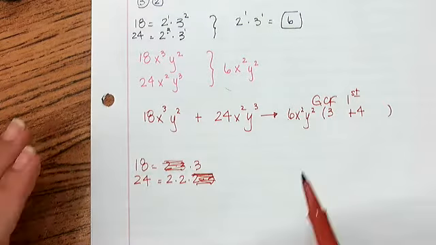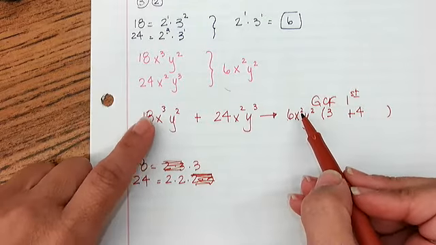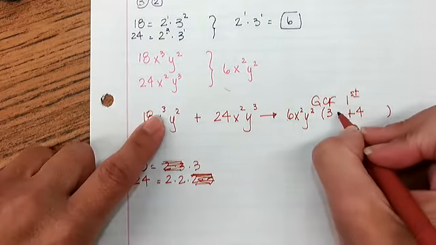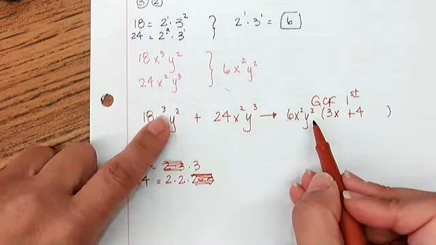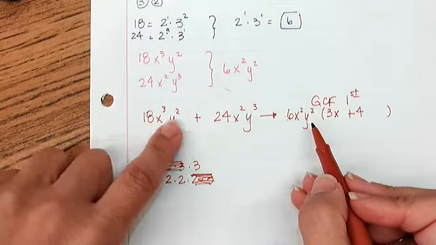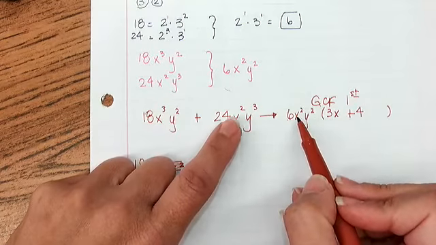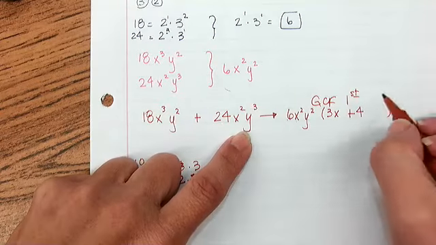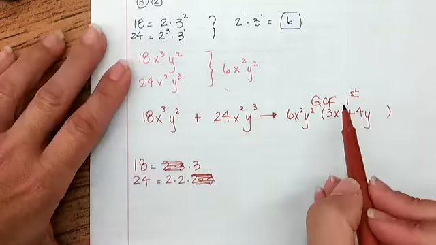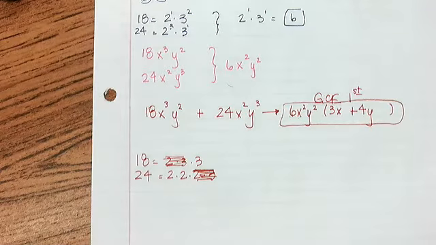And let's look at the variables. If I take x squared out, I'm left with an x. If I take y squared out, there's no more y's left. Let's go over to 24x squared y cubed. If I take x squared out, it's all gone. If I take y squared out of y cubed, I'm left with a single y. And this is how you factor with a GCF. Everything starts with that greatest common factor.